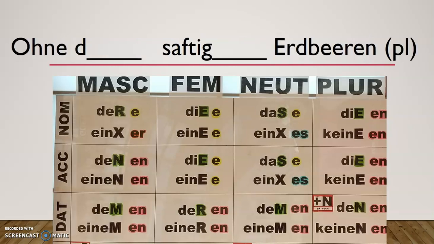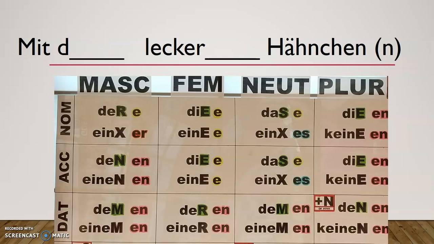We have ohne, which is what type of preposition? Ohne is an accusative preposition. And we have Erdbeeren, which is plural. So we're looking at plural, accusative here. Right here. And we get ohne die saftigen Erdbeeren. Here's another one with the dative, because we have mit at the beginning. What will this one be? Händchen is neuter.